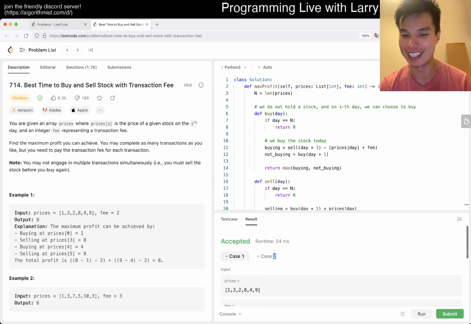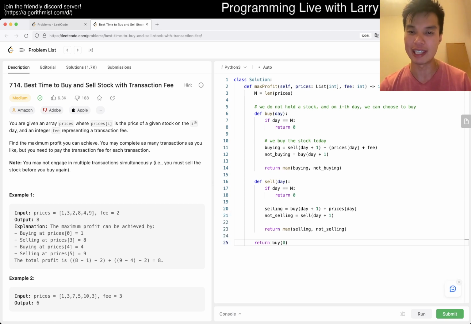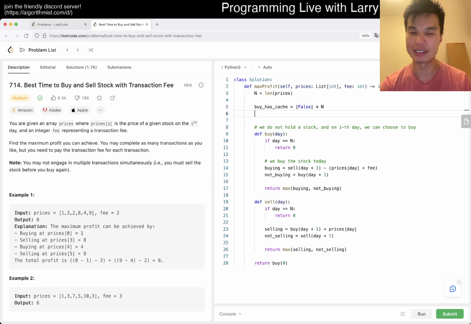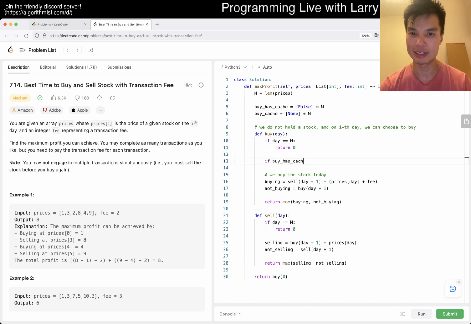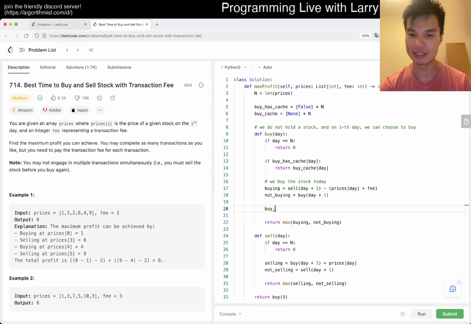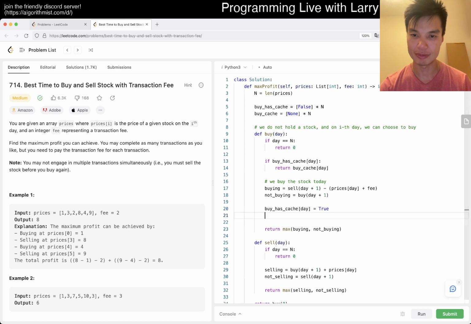Those of you who know how I do it, now we just have to add memoization, noting that for the same day input, this is going to be the same every time. So the way that I like to do it for teaching reasons is just by separating out the has portion and then the actual value portion, right? And then here, if buy has cache of day, then we return buy cache of day. Otherwise, we set up the cache. And we should be good.